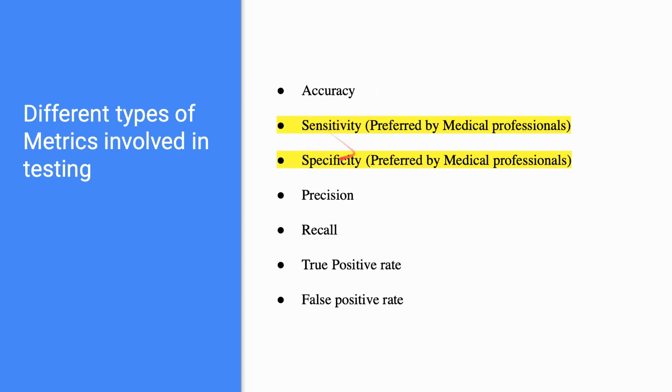Now, two more of the most important and very relevant metrics are the sensitivity and the specificity, and both of them are preferred by medical professionals. Sometimes they are even cited in the newspapers, and you can see these values highly cited in medical journals. There are other metrics like precision, recall, true positive rate, false positive rate, and these are mostly used while developing an algorithm or test by the data scientist or the people involved in developing that particular testing procedure. But in this video, I'm just going to restrict myself to these three.